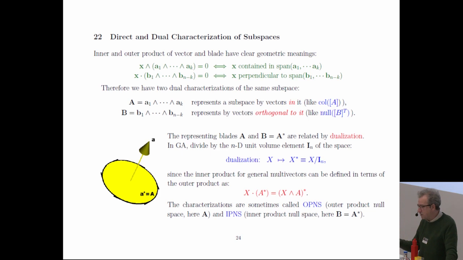So this is handy because it turns out that certain operations are actually handier to perform on one or the other of the two representations, but we have them both.